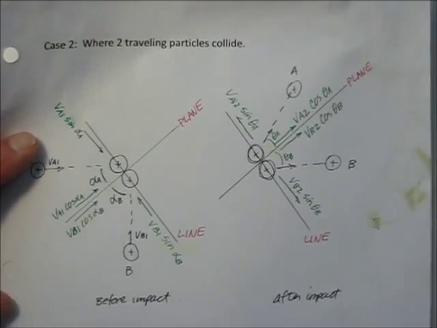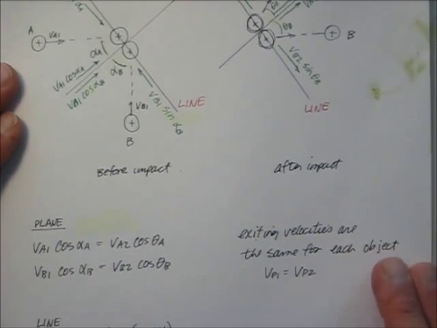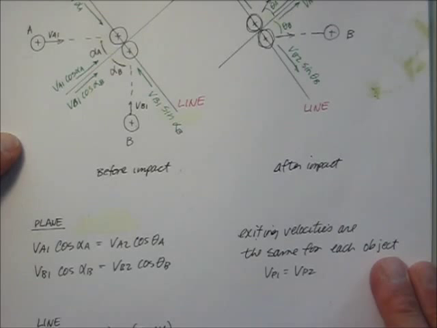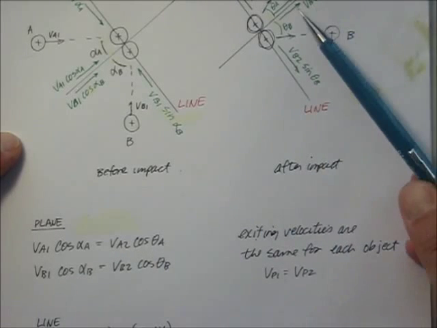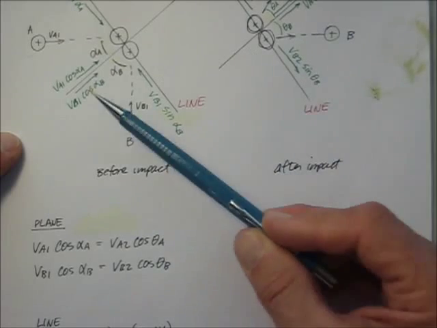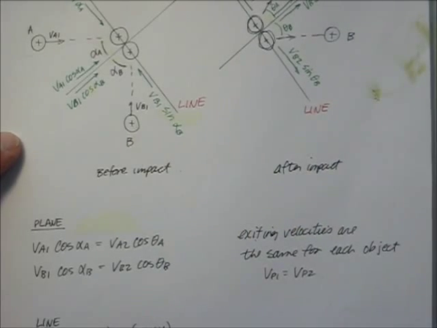But the rules that we need to remember are: along the plane, the approaching velocity is the same as the exit velocity for each particle, however you want to say it. For either of the particles, the exit speed on the plane is going to be the same as the approaching speed on the plane. Okay?